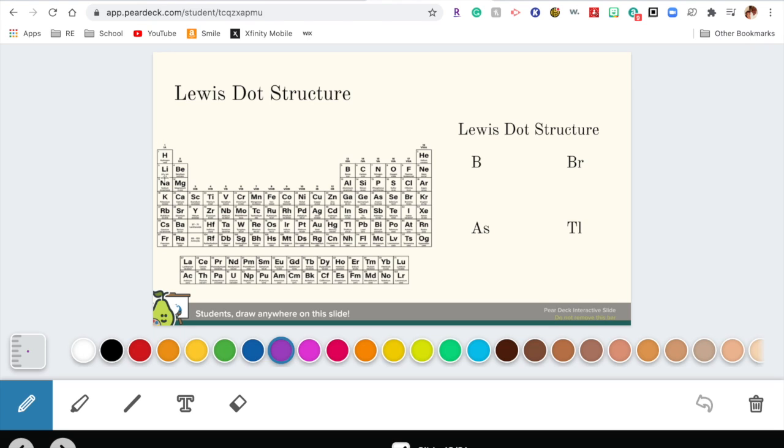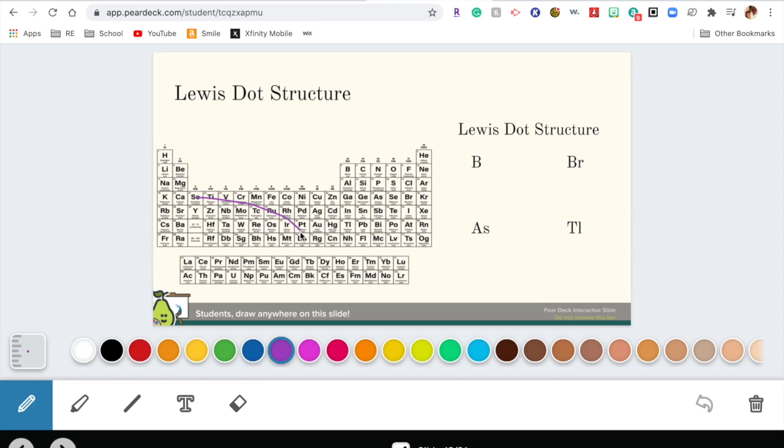The very first column is going to have 1 dot. Then our second column is going to have 2 dots. Our third column is, and then all of these guys in the middle, we don't even pay attention to them.